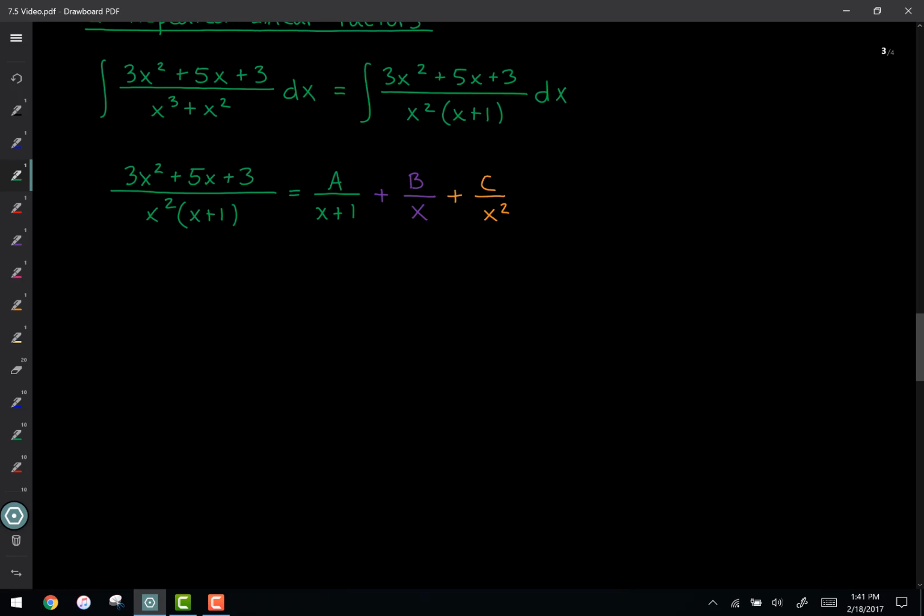Now what we did before is still going to hold true. You set up your little fractions like this, and then clear out the denominator. So you want to multiply both sides by x squared times x plus 1. On the left-hand side, everything in the denominator will just cancel. So we're going to have 3x squared plus 5x plus 3 equals a. Now, if we hit this fraction with the denominator, x squared times x plus 1, the only thing that's going to be left is a x squared. And then same thing here. We'll have bx times x plus 1, and then here we'll have c times x plus 1.